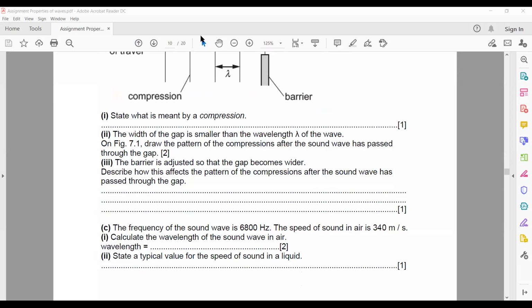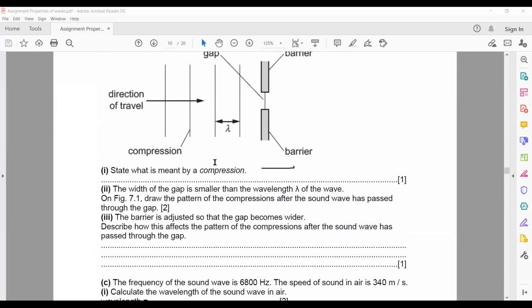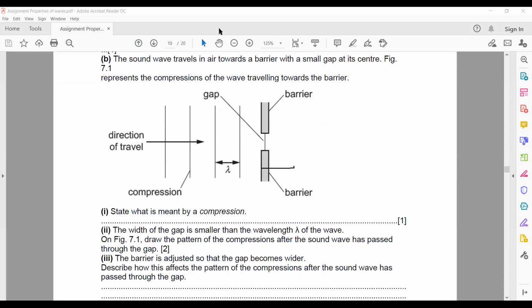The barrier is adjusted so that the gap becomes wider. So you adjust the barrier so that the gap will now become wider. What happens to diffraction if this gap is bigger or wider? Will it diffract more or less? Less. So a small amount of diffraction will occur. And we represent a small diffraction by wavefronts in this manner. But you don't have to draw for the second part.